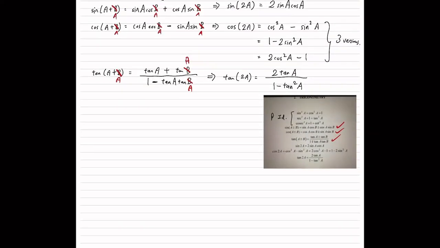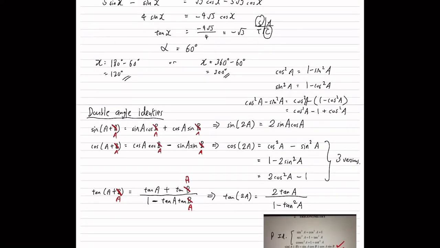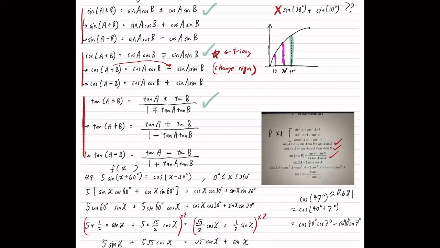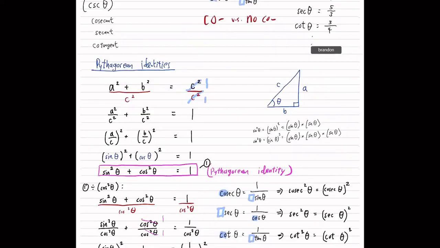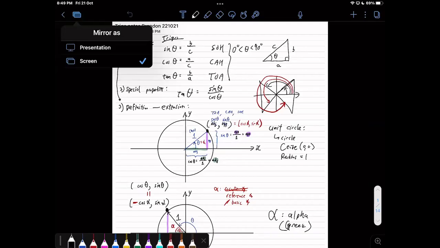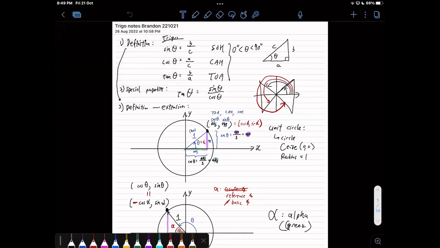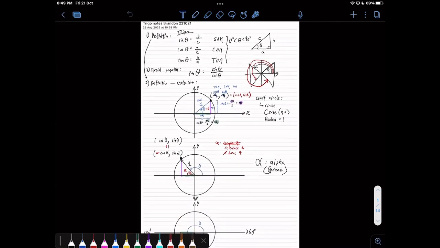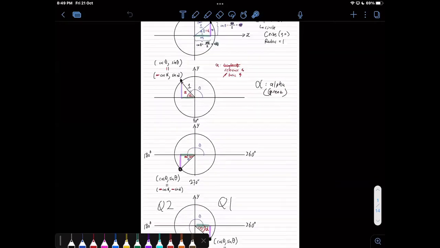So what do I want to talk about? Okay, now I'm back to this set of notes. Let me show you the name of the notes. Over here, 221021 Trigo notes, Brendan. So this is still the same set of notes, but I need to add on something, in particular to the Trigo identities. So let's take a look.